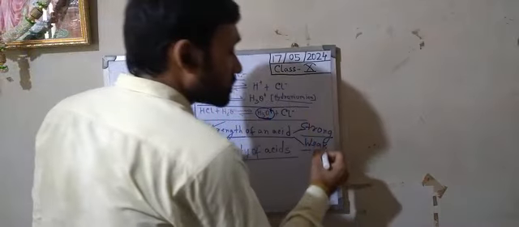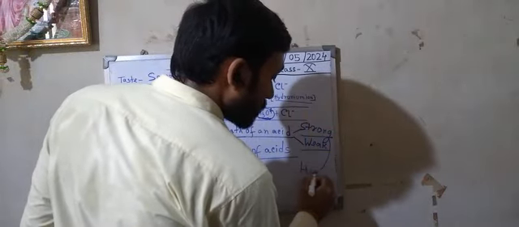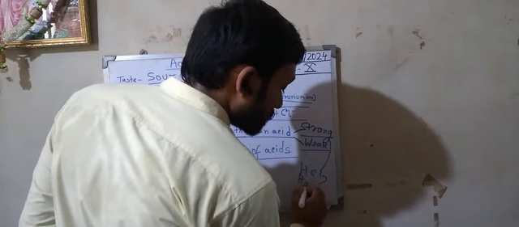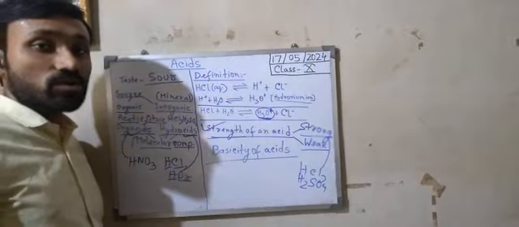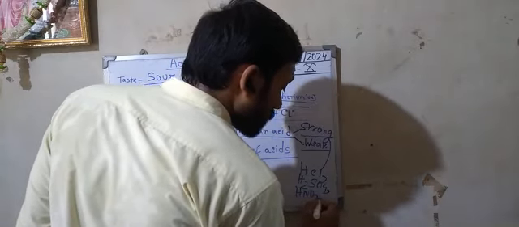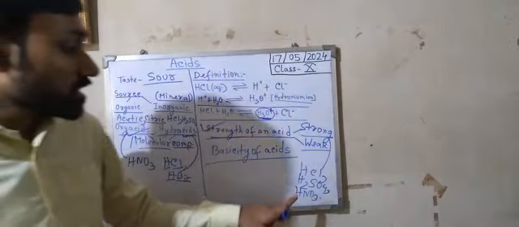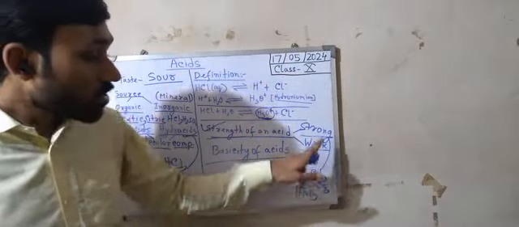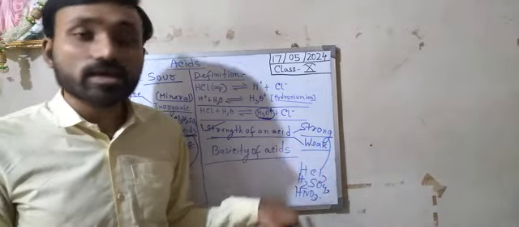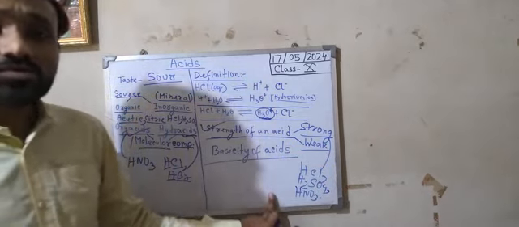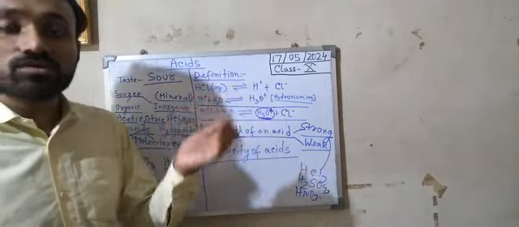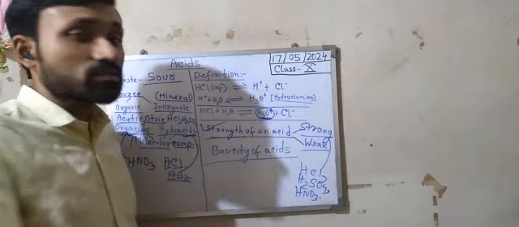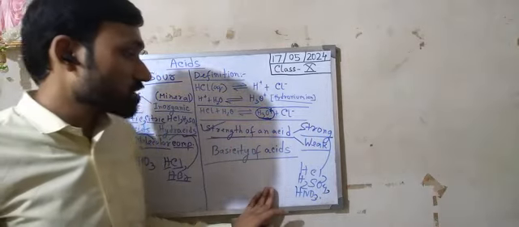Examples of strong acids are HCl, that is hydrochloric acid, H2SO4, that is sulfuric acid, and HNO3, nitric acid. So HCl, H2SO4 and HNO3, all these three are strong acids. That means in aqueous solution they completely dissociate, giving a high concentration of H plus or H3O plus, that is hydronium ions, in aqueous solution.